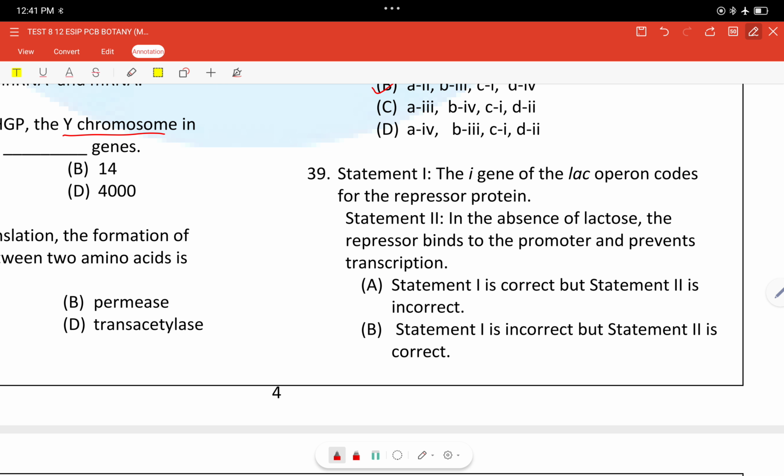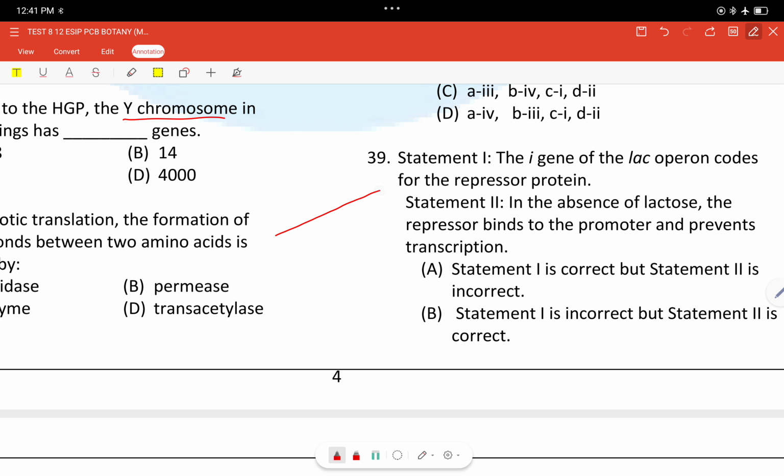Next is statement 1. The I gene of the lac operon codes for the repressor protein. If you consider the structure of the lac operon, just see this. I gene, then P, O, lac Z, lac Y and lac A. That is the structure of the lac operon. The I gene is the regulatory gene which produces mRNA and then the repressor protein. This repressor protein binds to the operator region for inactivation of the lac operon, or switching off of the lac operon. So the I gene of the lac operon codes for the repressor protein. That statement is correct.